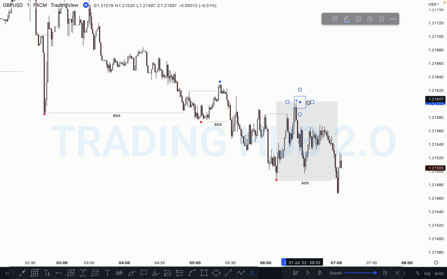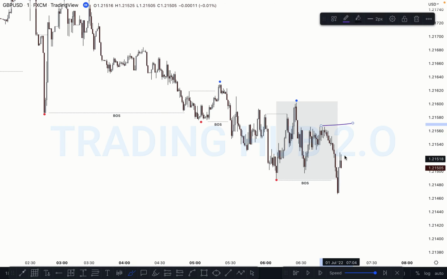Some people mark this as a lower high. No, this is not a lower high. This is an internal structure between this high and low, correct? So you don't need to mark this high. Actually, this is a structure.